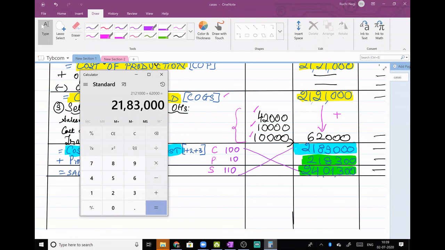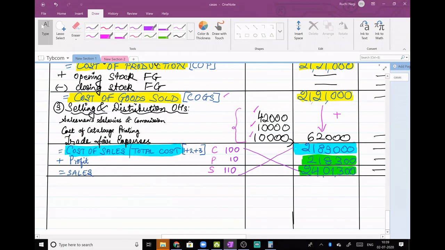21,83,000 into 110 divided by 100. So 24,01,300. Selling price minus cost price is profit. So this is my profit, 2,18,300. Clear everyone? Just acknowledge it in the chat box. Is it clear till here to everyone? So this is the sum done.